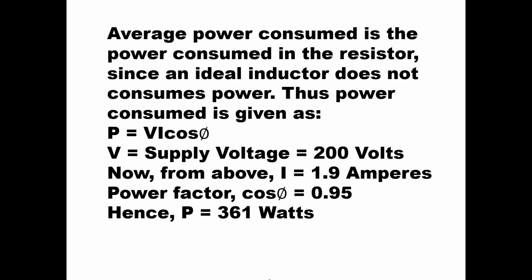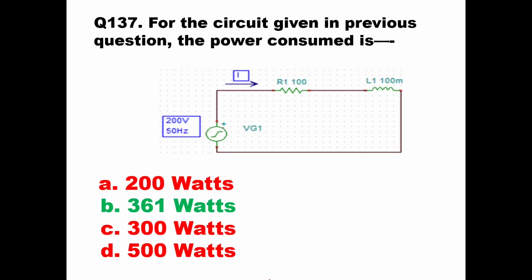So voltage is equal to 200 volts and current will be 1.9 amperes. Then power factor cos theta is equal to 0.95, as we have calculated in our last question. Power is equal to VI cos phi, that is voltage is 200, current is 1.9 and cos phi is 0.95. If you multiply all these three, you will get power as 361 watts. So option B will be the right answer, 361 watts.